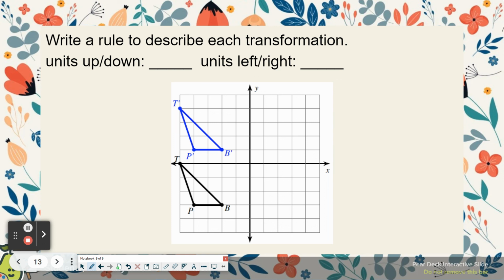Okay, you should have said that you're starting with the black. I'm just going to go from the T's. You're going up.